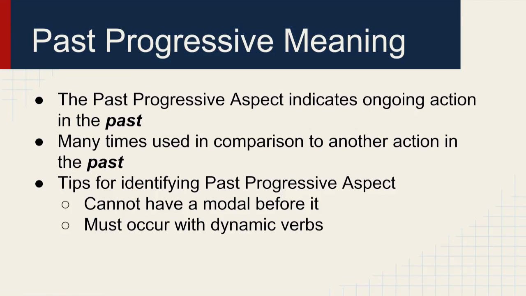Some tips for identifying the past progressive aspect. Cannot have a modal before it. A modal is anything that expresses uncertainty or possibilities, such as may, maybe, must, should, could, or would. It also must occur with a dynamic verb.